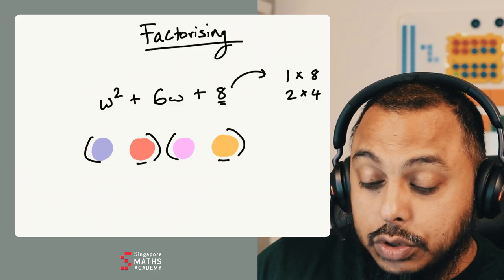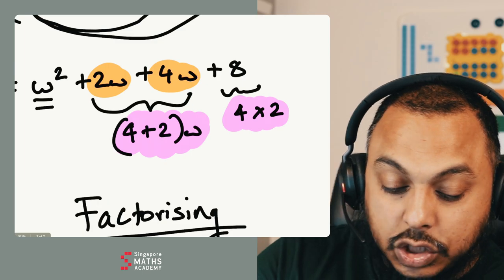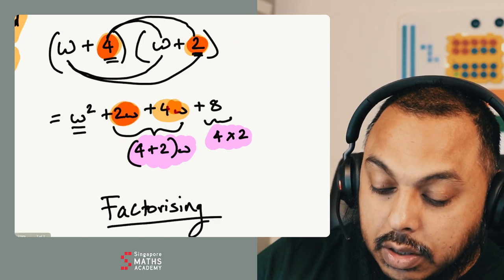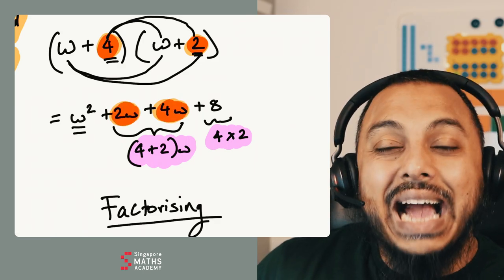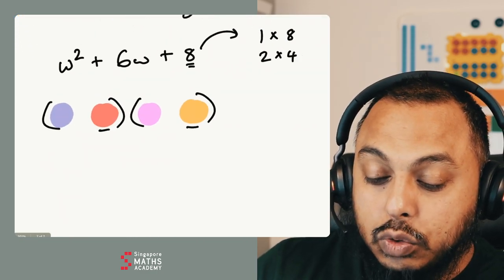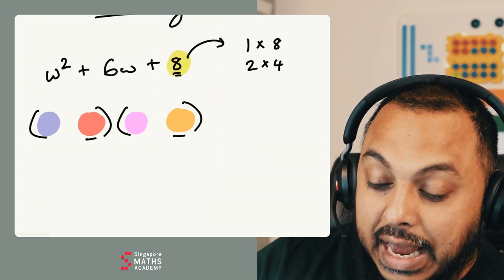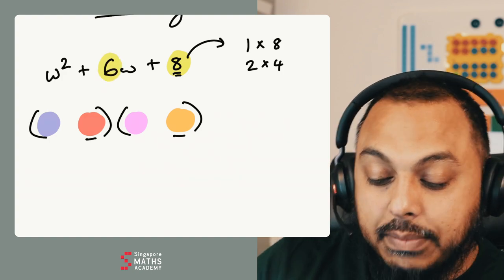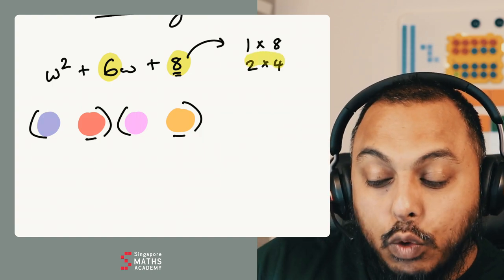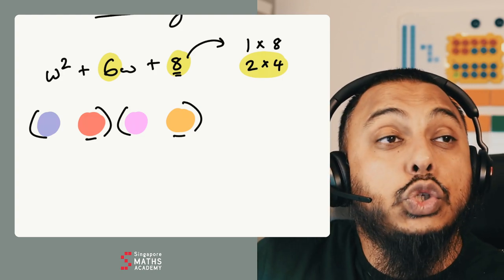But I also know that if we look back here, the middle section is where we've got the two numbers added together times w. So I need to think about two numbers that multiply to give me 8, but add to give me 6. Can you see the combination I have to choose? I can only choose 2 and 4, sorry. I can only choose 2 and 4.